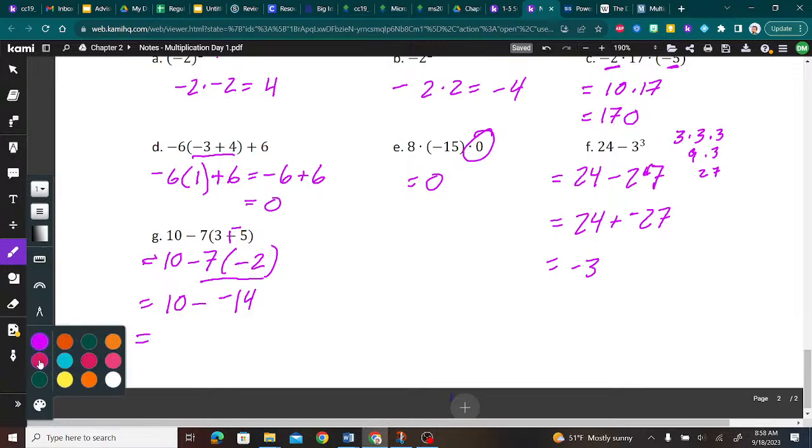Again, this is subtraction, so we change it to addition. This negative 14 becomes positive 14. And so our answer is 10 plus 14, which is 24. So this was our introduction to multiplying.